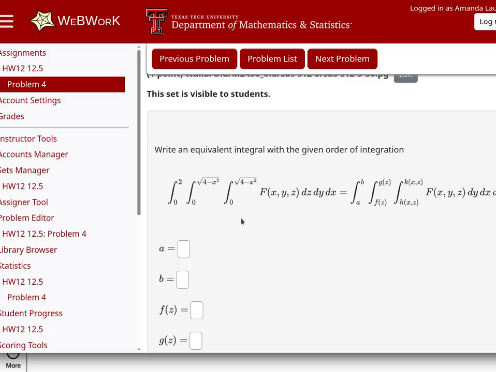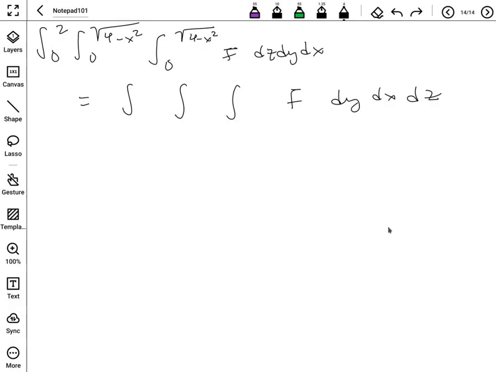dz, dy, dx. We're asked to swap it to dy, dx, dz. Okay. And the f doesn't matter. We're not actually going to evaluate this one. So to swap order of integration, like with most things, I want to draw what's happening first.